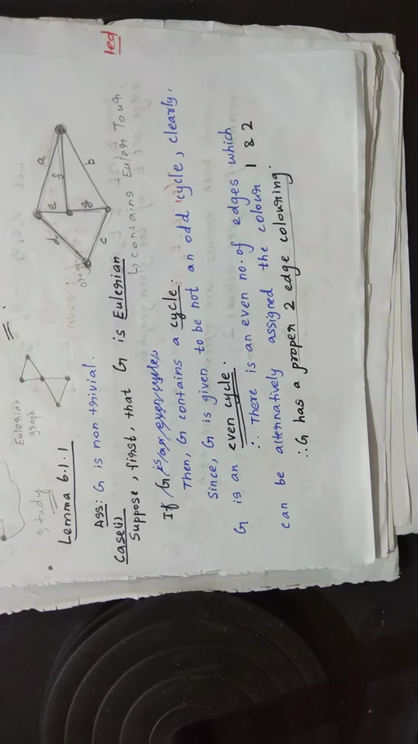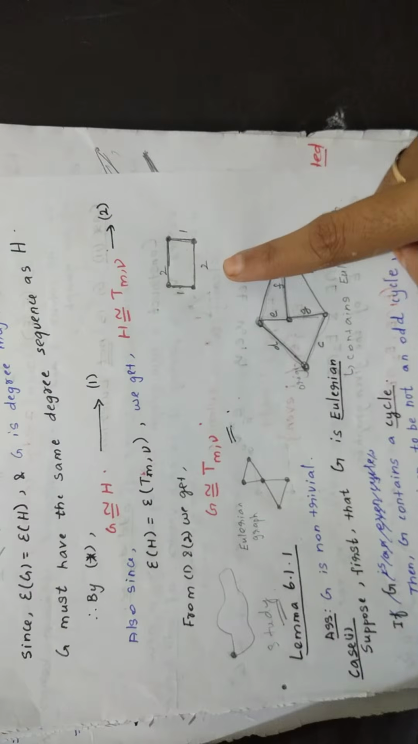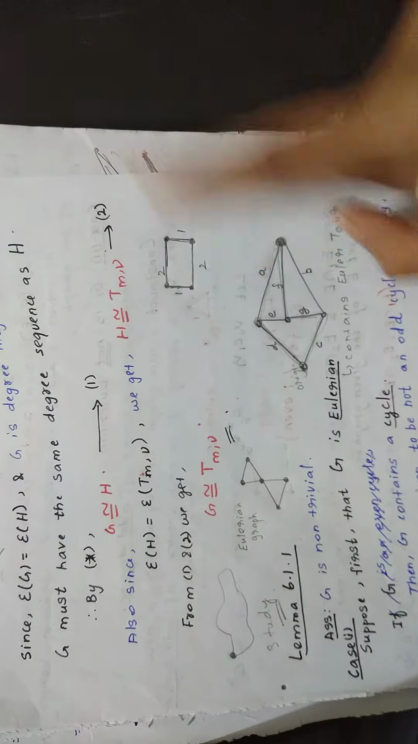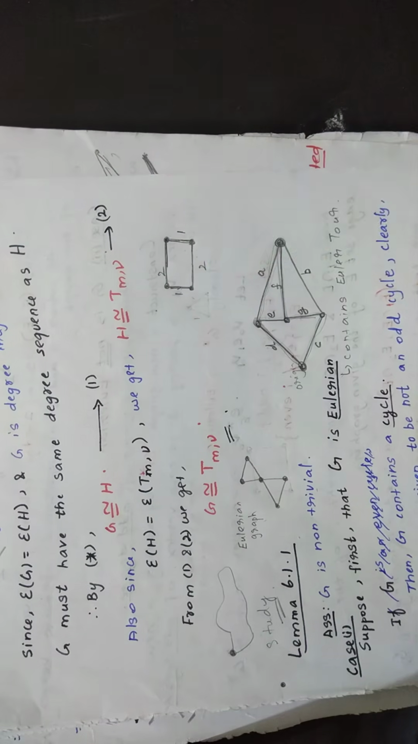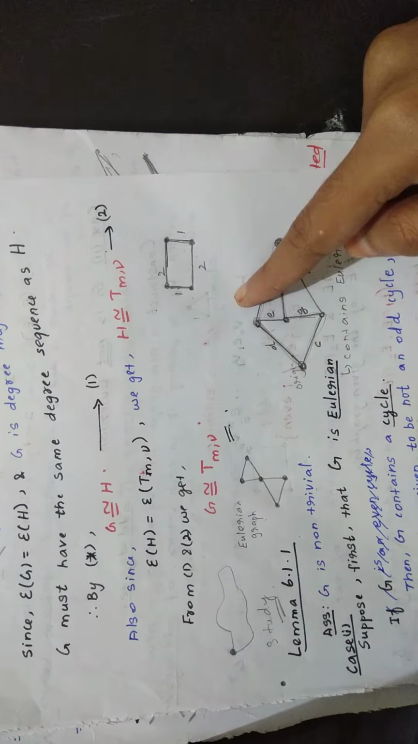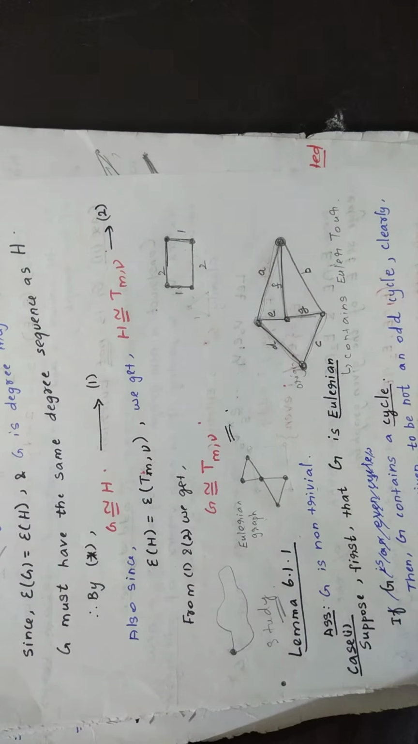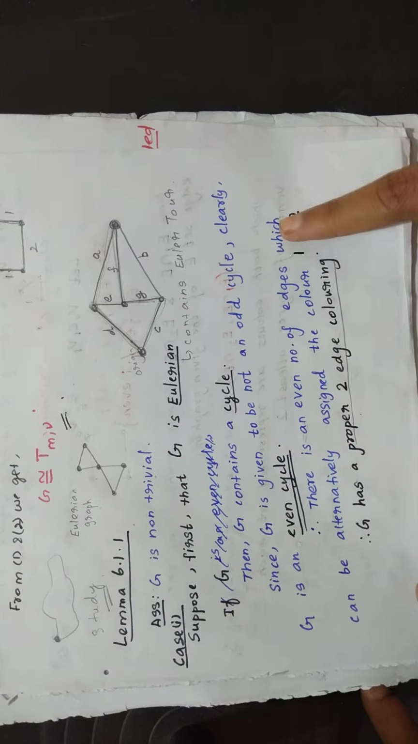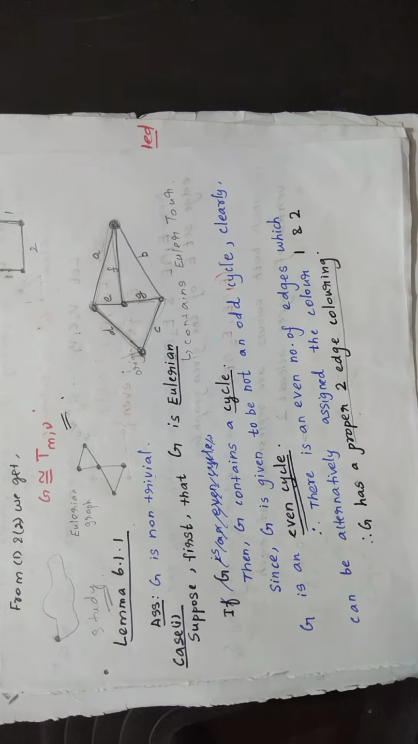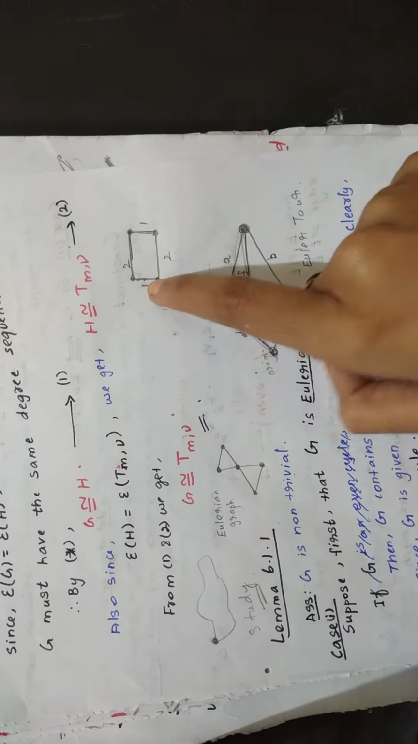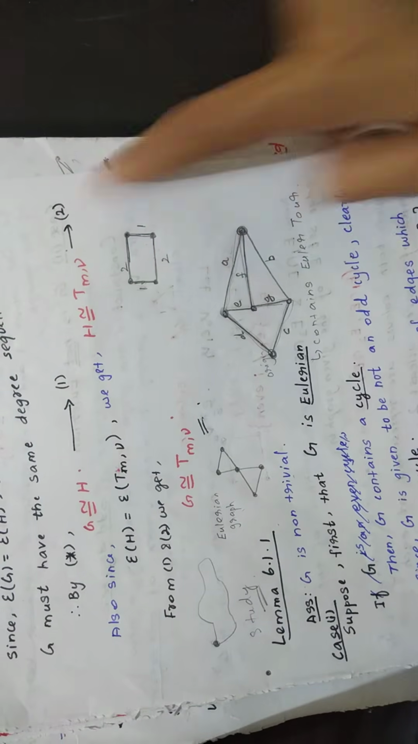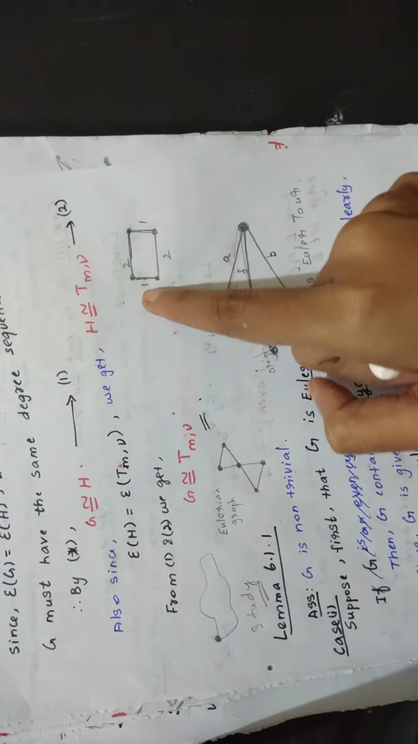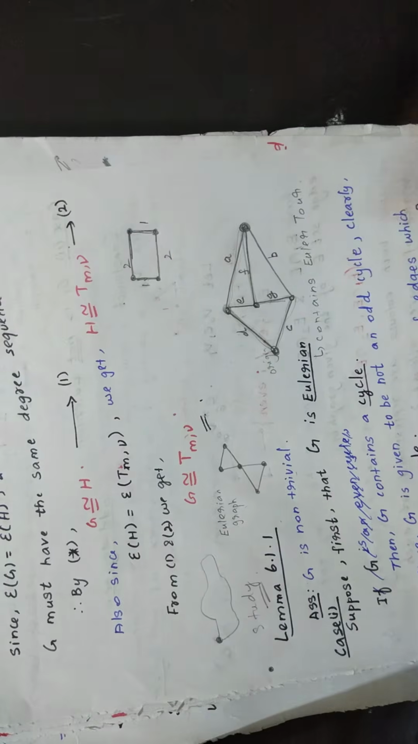If there is an even number of edges, come back to the same figure here. First I drew a figure, but after I read the statement, I drew this figure. Look at this figure. If there is an even number of edges, you can alternately assign the colors 1 and 2. If I color this edge with 1, then I can color the next with 2, then 1, 2. Alternately you can color. If this is 1, this is 2, 1, 2, right?